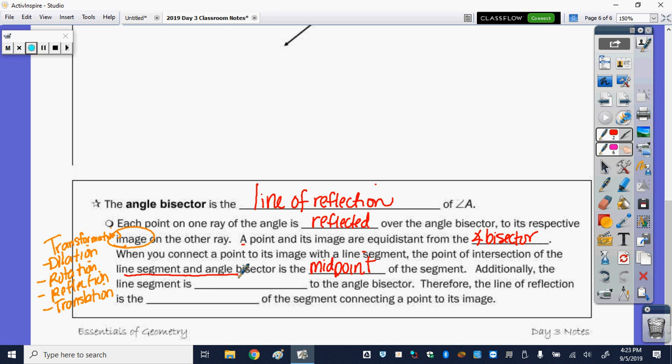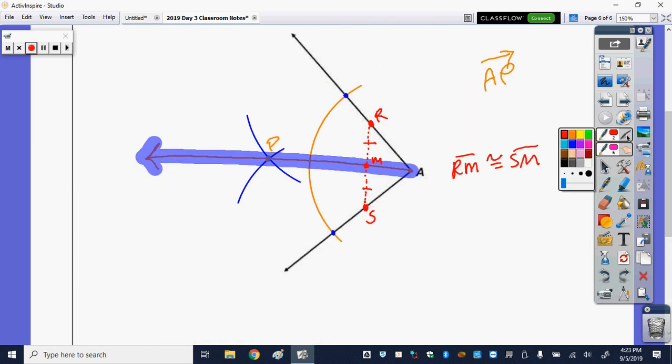Additionally, the line segment is blank to the angle bisector. Therefore, the line of reflection is the blank of the segment connecting a point to its image. So let's go back up to our picture. It says, additionally, the line segment is blank to the angle bisector. So this is a line segment. What's the relationship between that and the angle bisector? They're perpendicular.